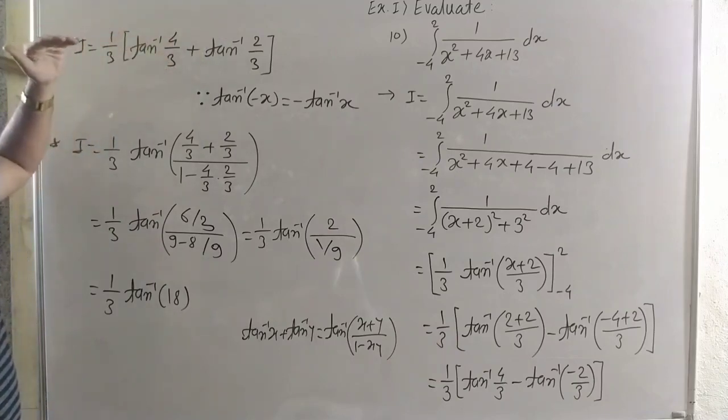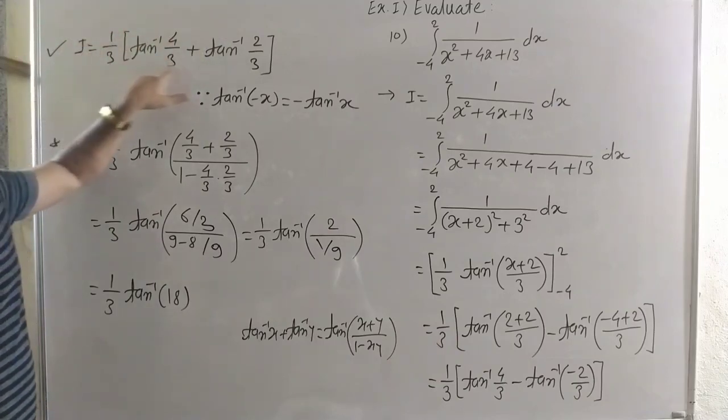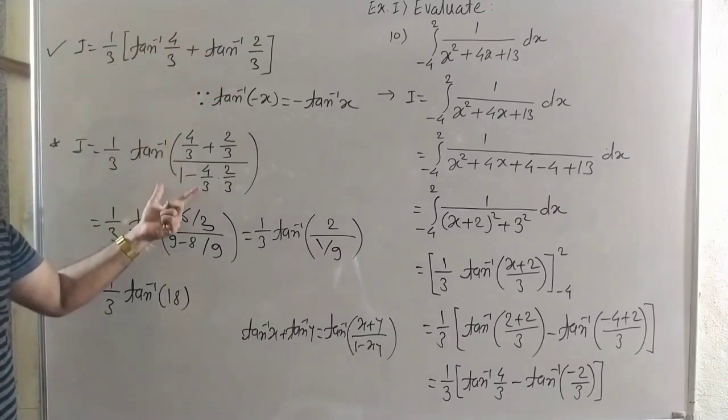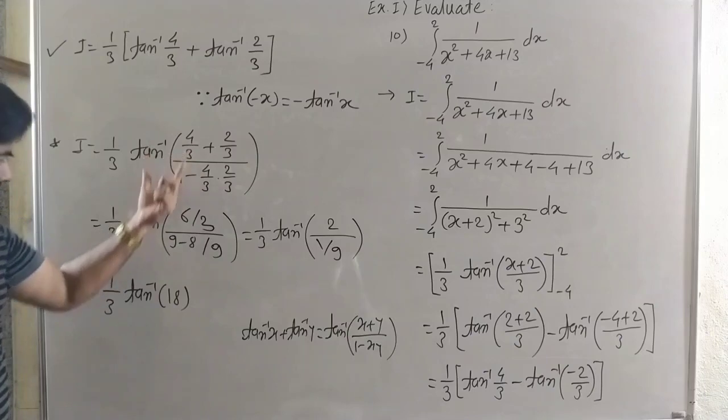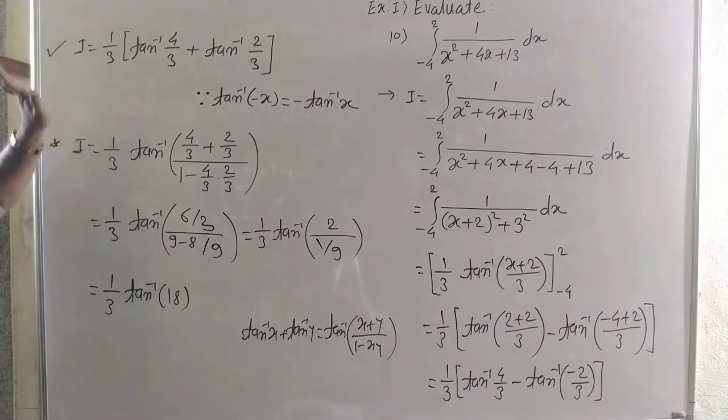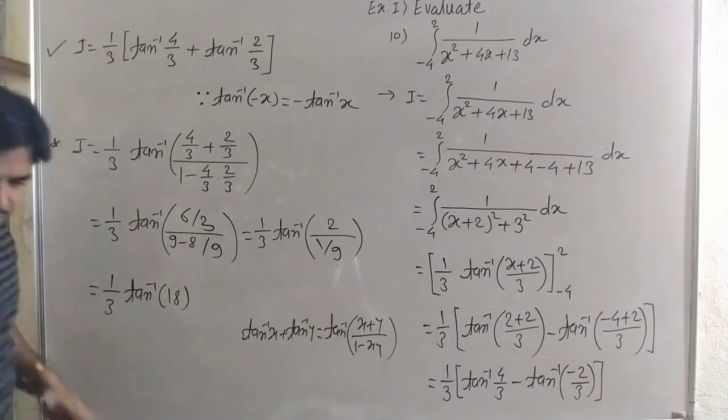If in the objective this is not in our options, then again calculate. We use the properties of the inverse trigonometric function, and after calculation it is 1 by 3 tan inverse of 18. It is the last answer, and it is sufficient for the board. Okay, now we see the next.